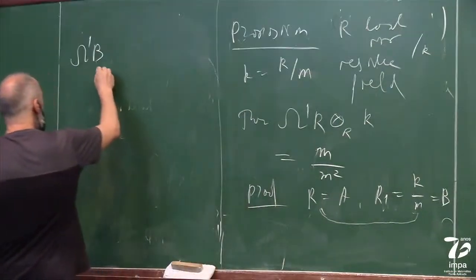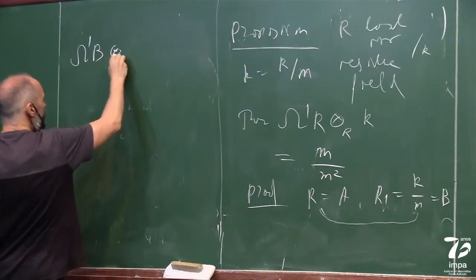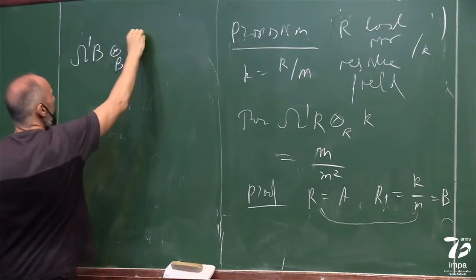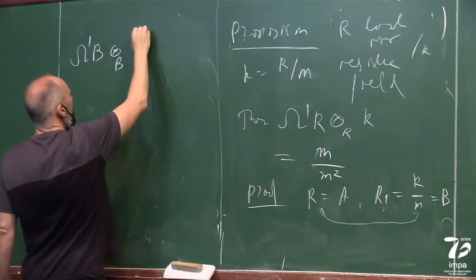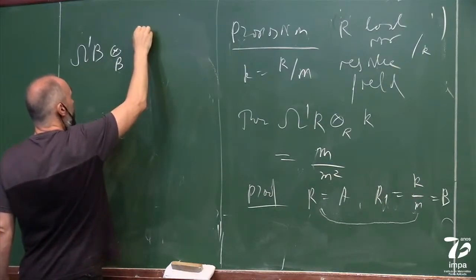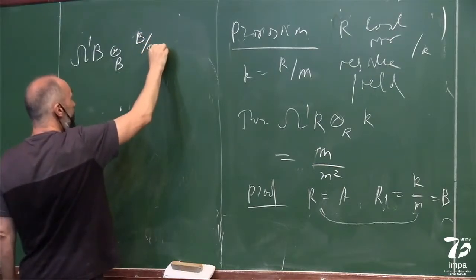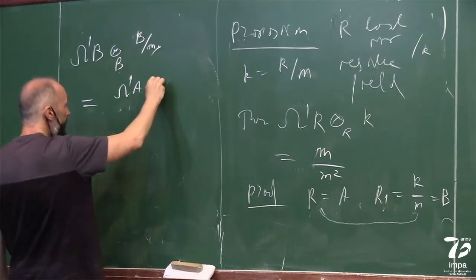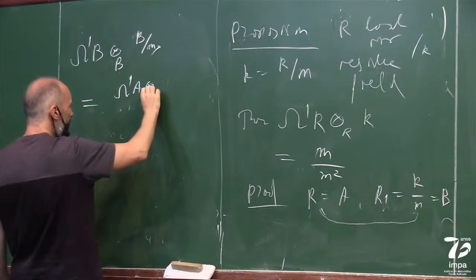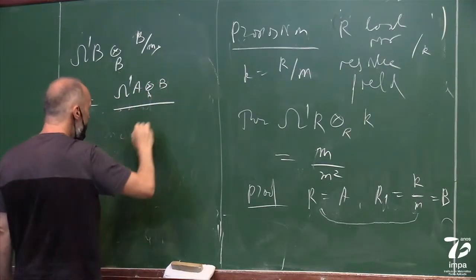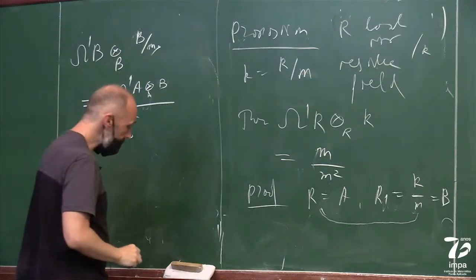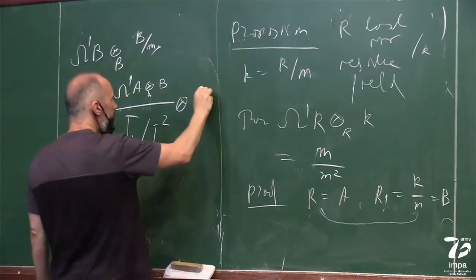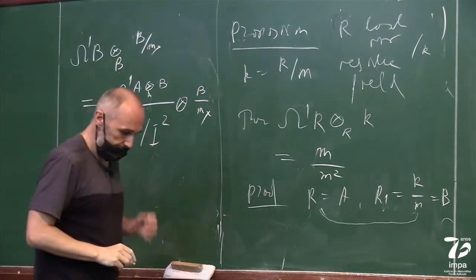So it means that omega 1b times over OB or OA, it doesn't matter, or B, B quotient by mx is equal to omega 1a times over A with B quotient by I squared. And this is multiplied by B by mx. Good.